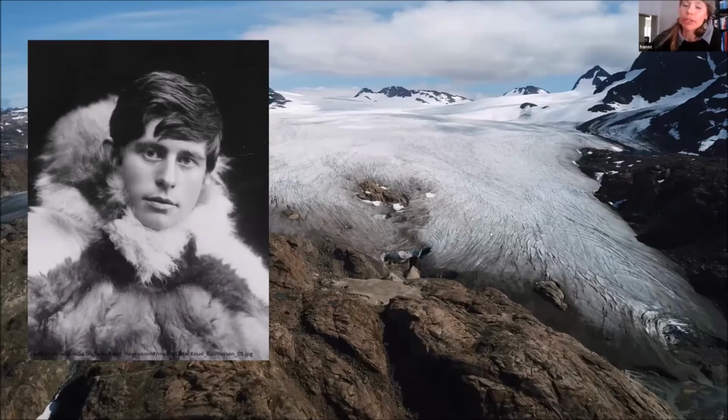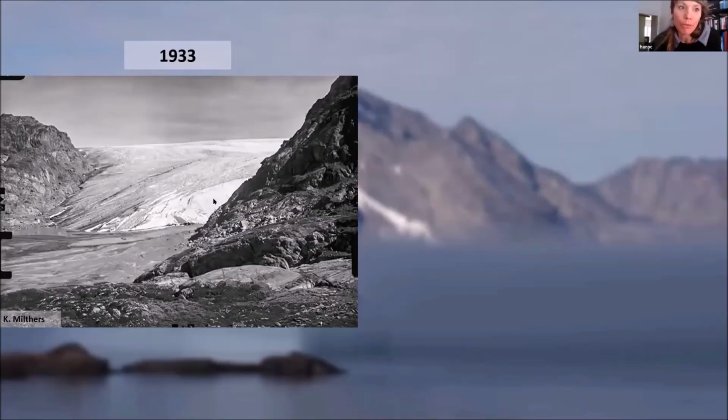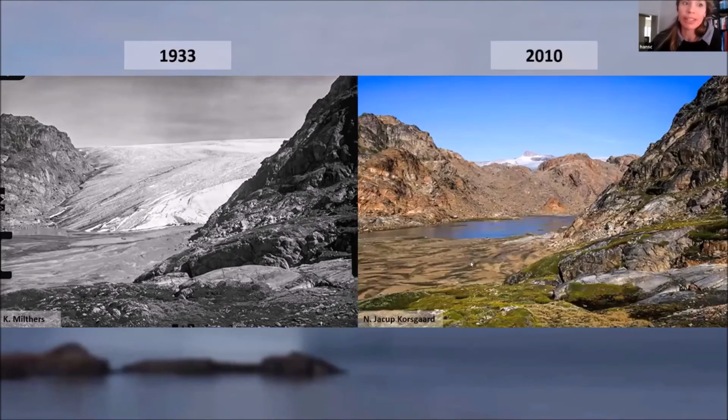And to give you an idea how the environment changed since the expedition, I would like to show you two pictures. Here we can see a picture from one of the expedition members, the geologist Milters, did this picture in 1933. And we can see the glacier terminus of Mitivakat. And here, the same photo position in 2010. And we can clearly see how the glacier retreated from there.